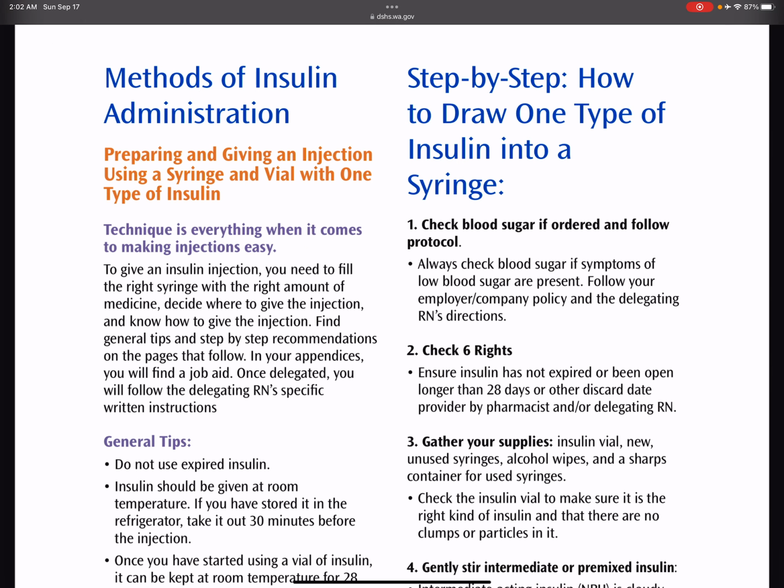The first step is to check the blood sugar if we are ordered to check it. Always check blood sugar if symptoms of low blood sugar are present, of course. The second step is to check the 6 rights. Ensure the insulin has not expired or been open longer than 28 days, or other discard dates. Then gather your supplies: insulin vial, new syringes, alcohol wipes, and a sharps container for used syringes. Check the insulin vial to make sure it is the right kind of insulin and there are no clumps or particles in it.